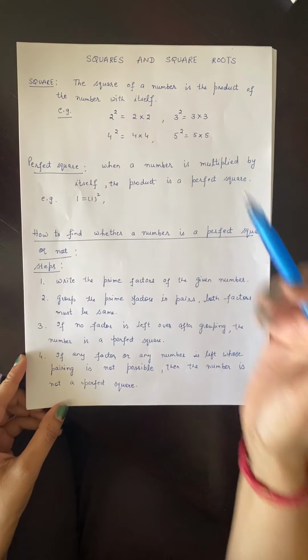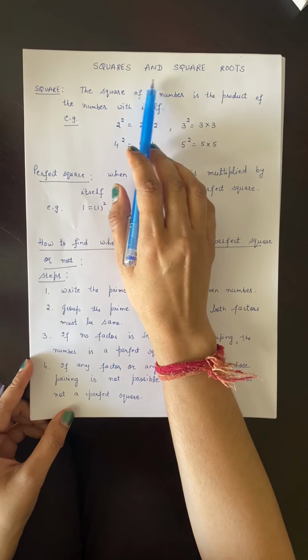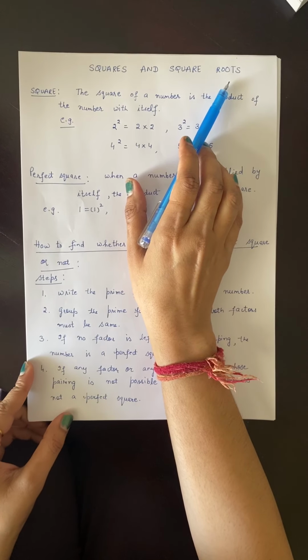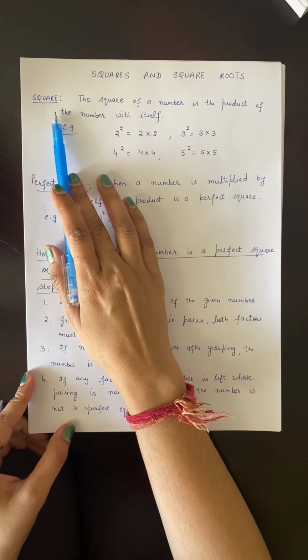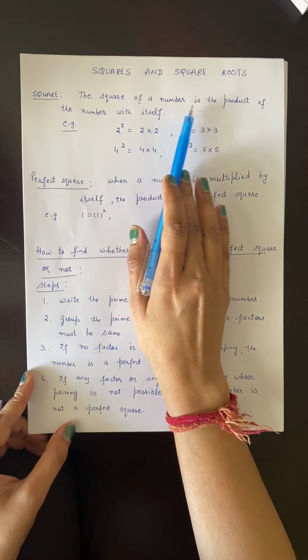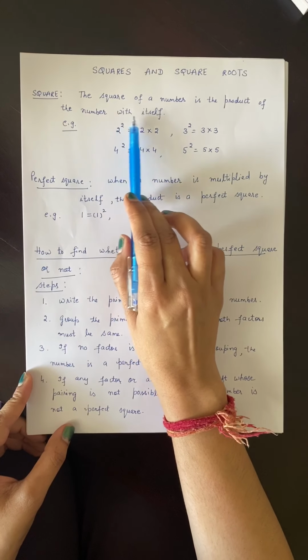Hello students, today we will be studying about squares and square roots. First of all, let us start with squares. The square of a number is the product of the number with itself.